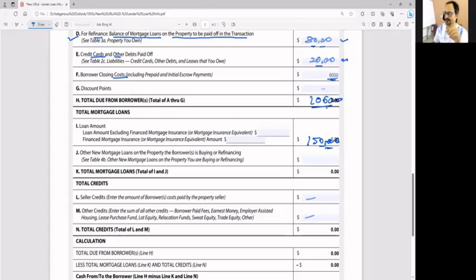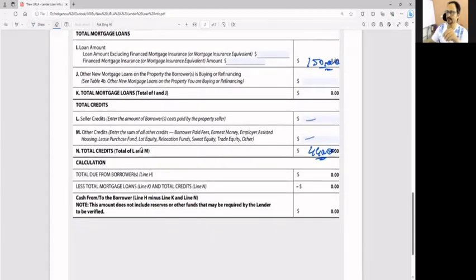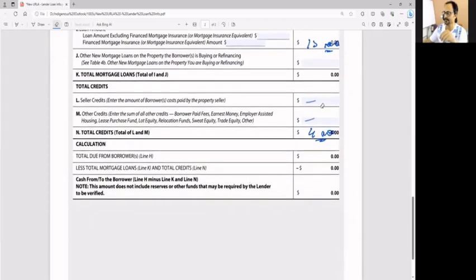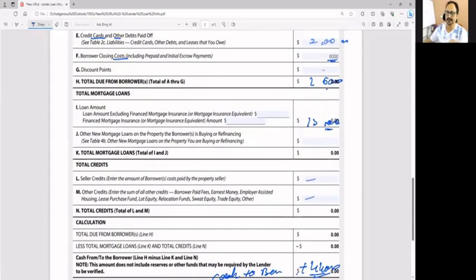150 minus 106 is 44,000, right? 44,000 is going to remain behind. The borrower will receive $44,000 in his hand. It is called cash to borrower, right? Cash to borrower, and it will mostly be in minus. If it is a negative amount, it means the borrower will get it. If it is a positive amount, it means the borrower will pay. Clear? Details of transaction?